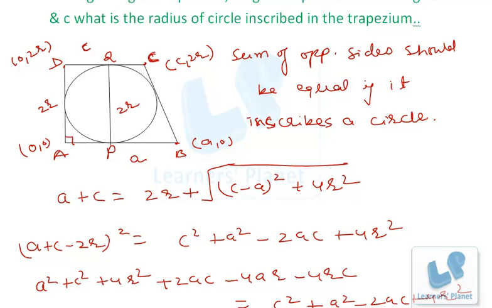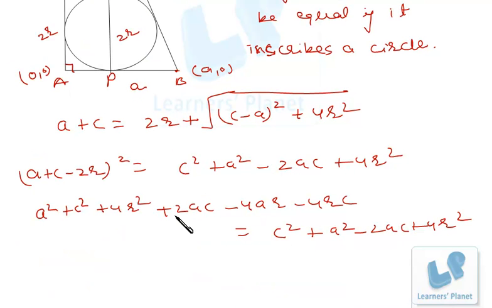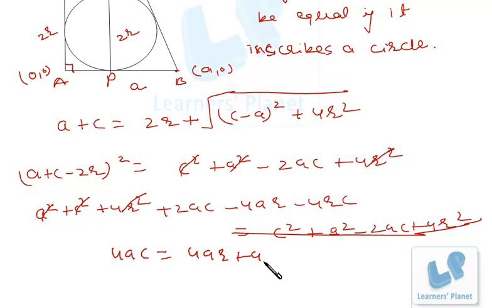Though you don't have to write it once again. Okay, you can cancel it from here itself if this step is not at all required. So it's A square, C square, A square, C square, 4r square is 4r square. This is 2AC, this is 2AC. So 4AC is equal to 4AR plus 4RC. So R is equal to AC upon A plus C. So that is the radius of the circle.